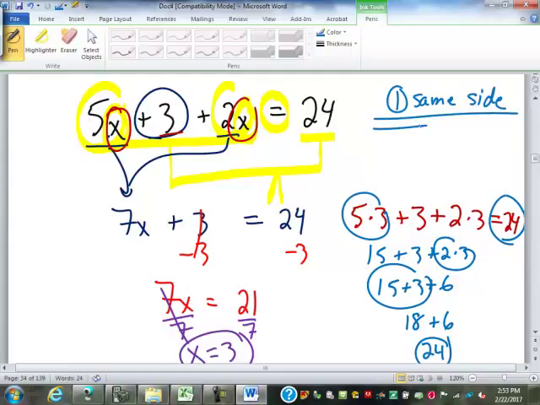So if the x appears twice, but both of them are on the same side of the equation, we can just combine those. 5x and 2x made 7x.